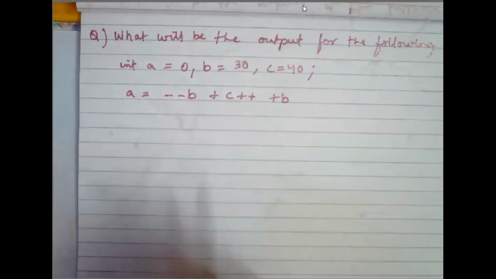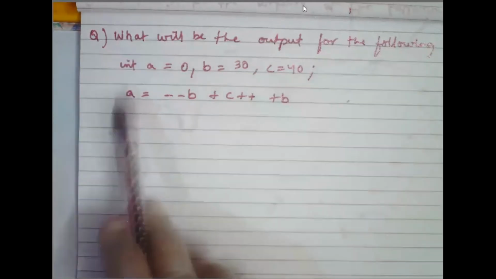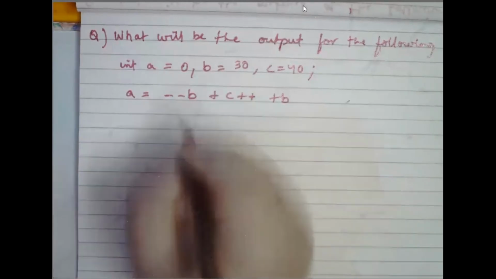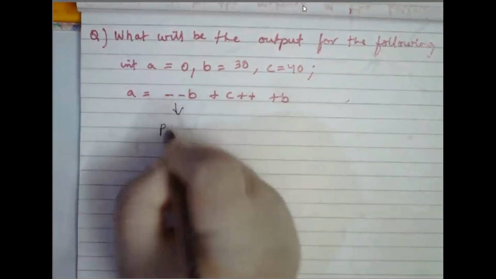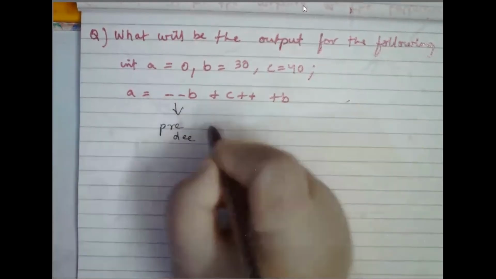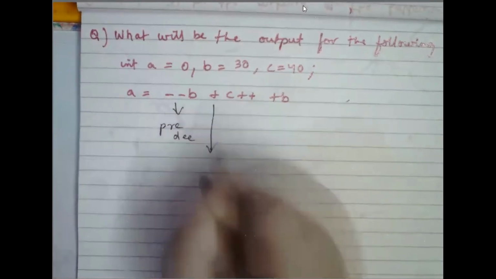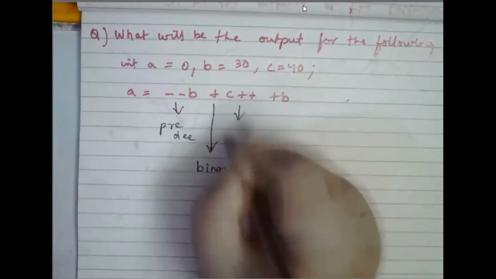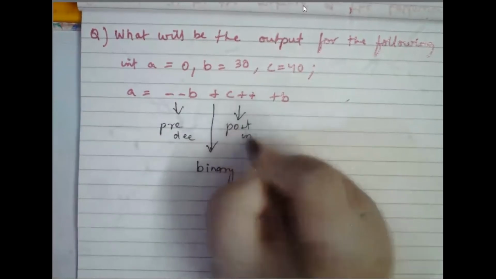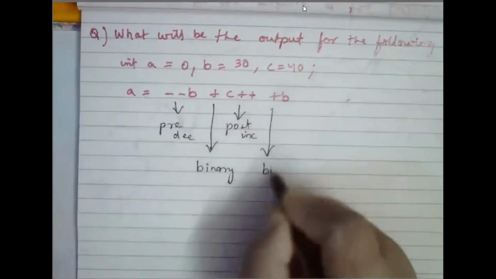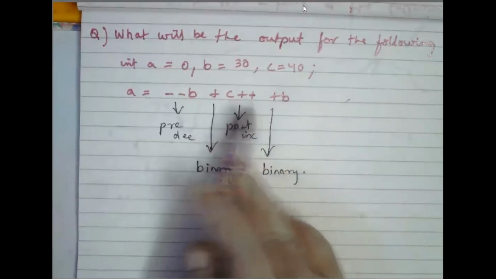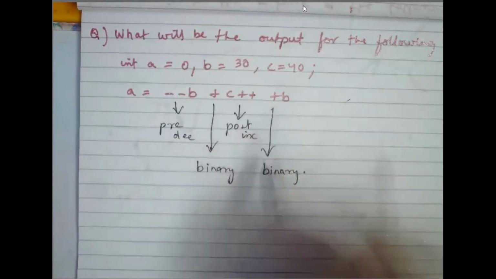Now the next question we have: what will be the output for the following, integer a equals 0, b equals 30, c equals 40. A equals minus minus b, this is a case of pre-decrement, plus, this plus is my binary plus, and c plus plus, this is a case of post increment. And again this plus is my binary. I'm writing it so that you will understand the difference. Three plus signs look together, but here the two plus signs belong to C. These are the unary operator, post increment, and this plus is the binary one.